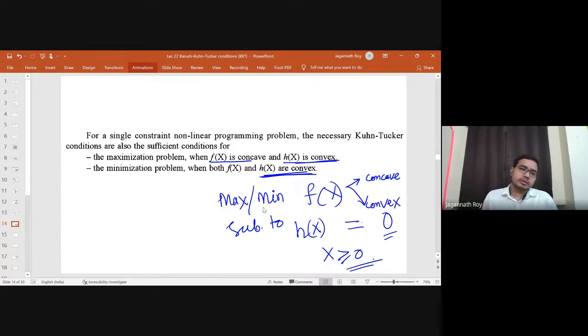But if it is non-convex, then we have to find out the region for which the function is convex. It may not be convex over all the region or whole set, but it can be convex on a local domain. So these are the two cases which are very important for solving constrained nonlinear optimization problems.